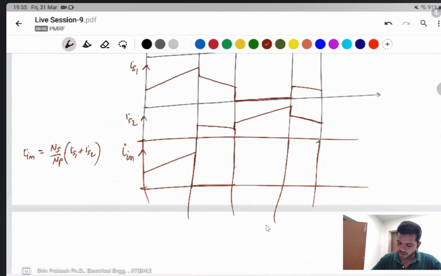After that, the same phenomenon occurs when switch Q2 is on, with the inductor current. This one looks like that. After that, this one will be 0.